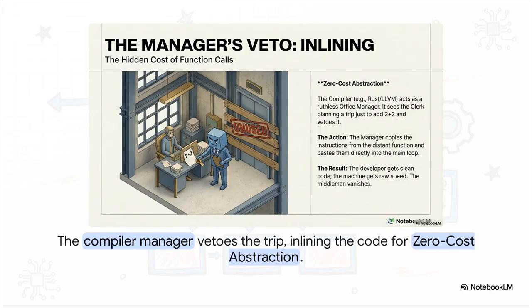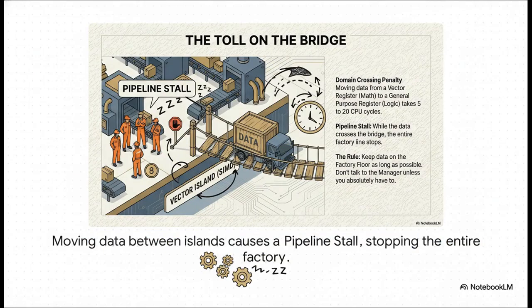This is where the compiler steps in, and it acts like a ruthless, super efficient office manager. It sees our clerk planning this whole expensive trip just to do a simple 2 plus 2 calculation. The manager just vetoes the trip, boards up the elevator, and copy-pastes the instructions from that other floor right onto the clerk's desk. This trick is called inlining, and it's a perfect example of a zero-cost abstraction. The programmer gets to write clean, organized code, but the machine gets raw, uninterrupted speed. The middleman completely disappears.